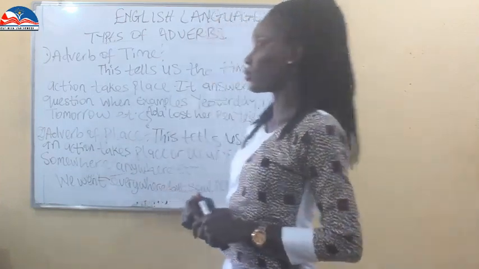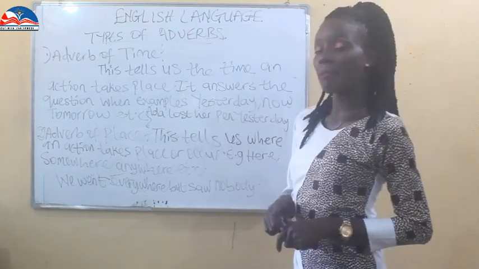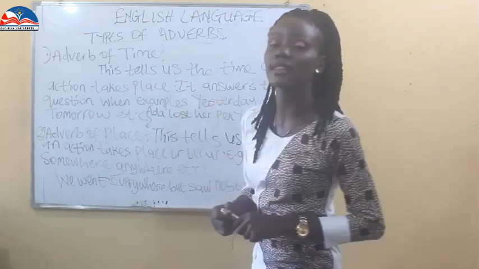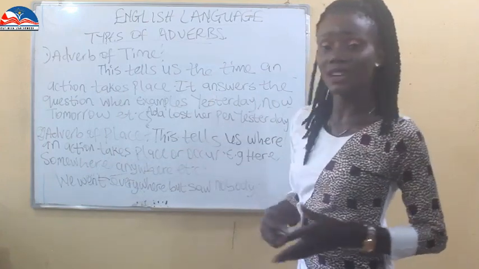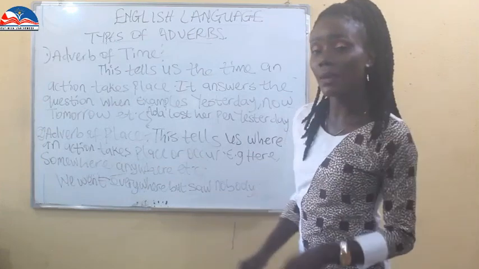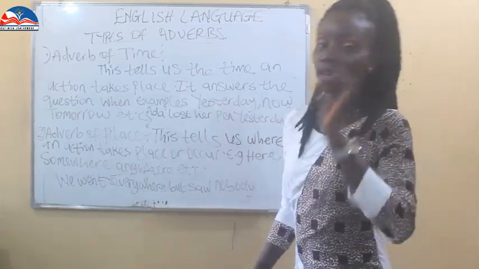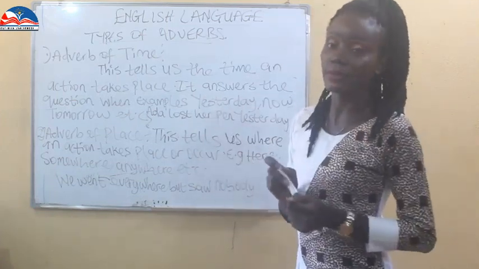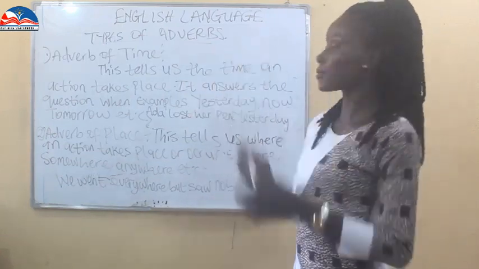Let's look at the example. An example we have on the board: Ada lost her pen yesterday. Why is this adverb of time? It is adverb of time because it tells us the time. Ada misplaced her pen. Ada lost her pen yesterday. Yesterday is said to be adverb of time because it tells us the time an action takes place.